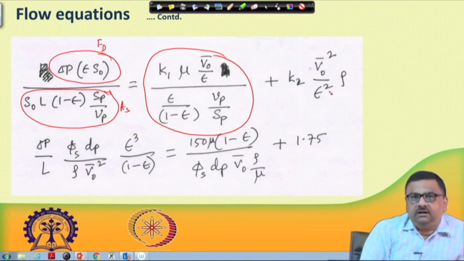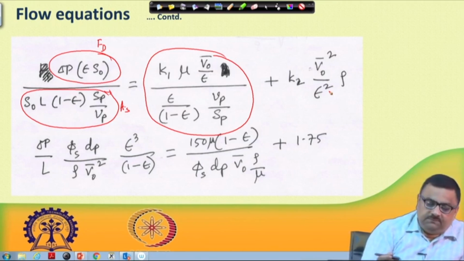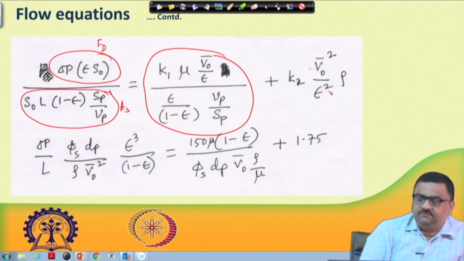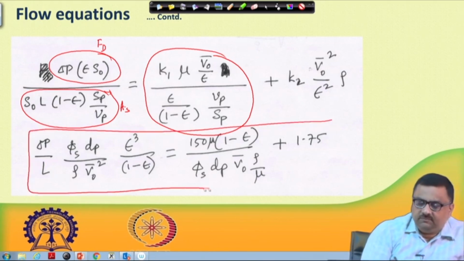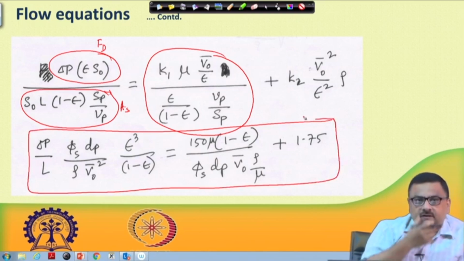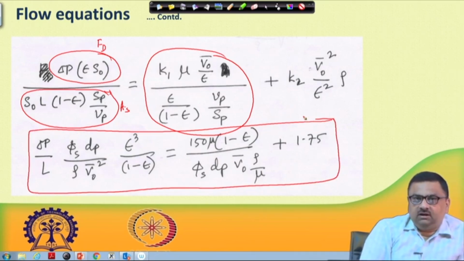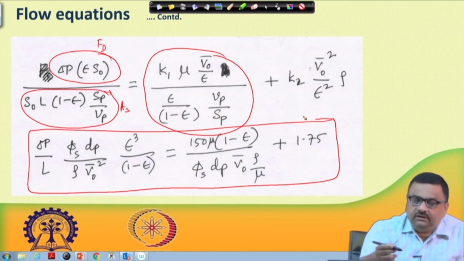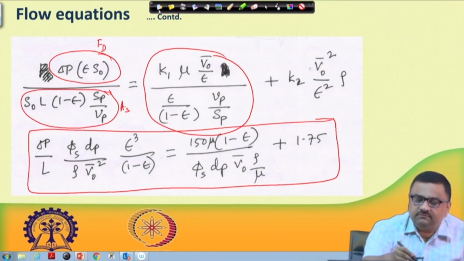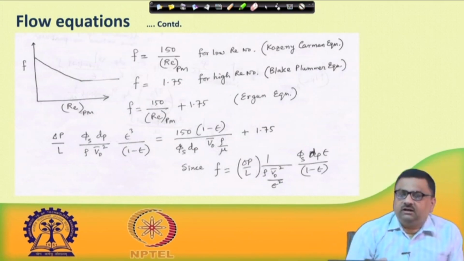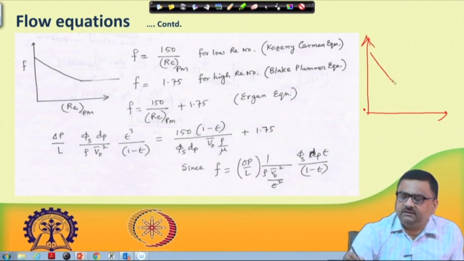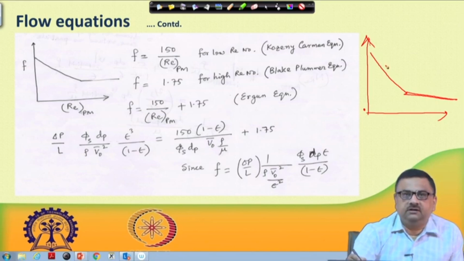Now if you place this K1 as 150 and K2 as 1.75, you see that you will arrive at that same equation that we had obtained earlier. So what did we do here? If we just go back once more, what we did is we said that the friction factor has certain behavior, and this part is inversely proportional to Reynolds number, and here it can be considered practically constant.